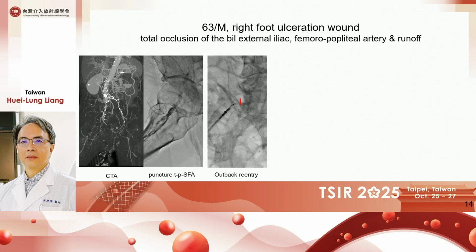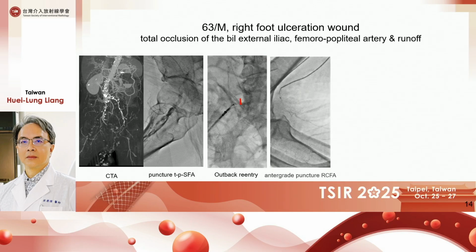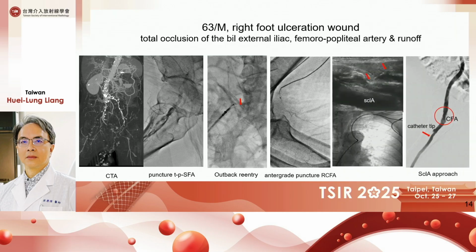This patient had total occlusion of bilateral iliac arteries, right femoral popliteal arteries, and the run-off vessels. I treated this patient first with the first puncture at the thrombosed right middle third superficial femoral artery, and by the aid of an Outback catheter with successful reentry into the true lumen of the abdominal aorta to treat the upstream lesions. And then I did the second puncture at the right common femoral artery to treat the downstream occlusive lesions.